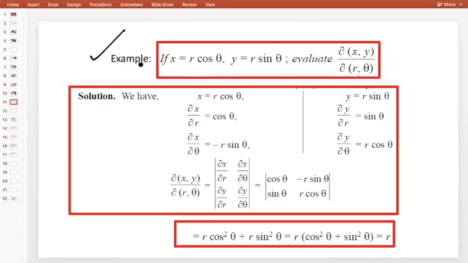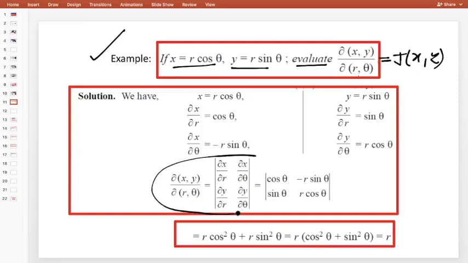Now we see the example here. Let's suppose x is r cos theta, and y is r sin theta. They are asking to evaluate del x, y upon del r, theta, that is the Jacobian of x comma y. So what I told you, the formula, is very simple. Here the formula is mentioned. First you differentiate x with respect to r and theta, so del x by del r, del x by del theta. Then y with respect to r and theta, so del y by del r, del y by del theta.